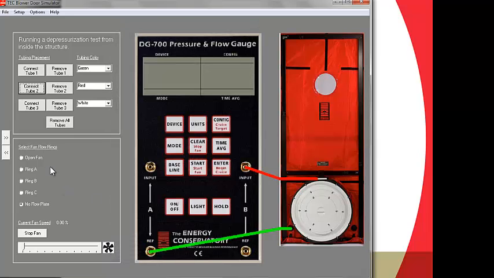So that's our environmental conditions. We've already connected our green tube to the outside, our red tube to the fan. We're going to turn our gauge on.